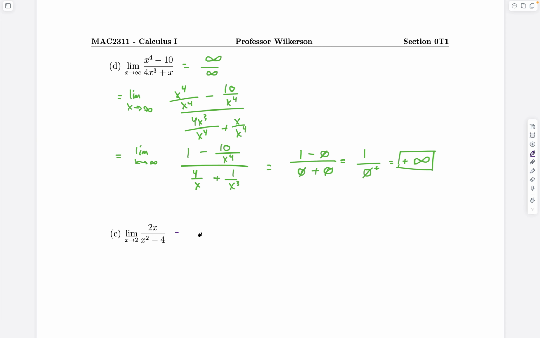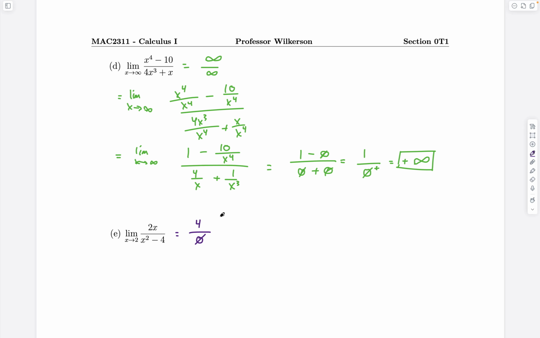So what happens is if I plug in 2, I get 2 times 2, which is 4. And if I plug in 2 into the bottom, I get 2 squared is 4 minus 4 would be 0, right? Now, this is very similar to D as our final output, right? We noticed that I had 4 over 0, just like up here we had kind of like a 1 over 0. And this is going to push us to infinity, but the real question was, is it going to be positive infinity or is it going to be negative infinity?